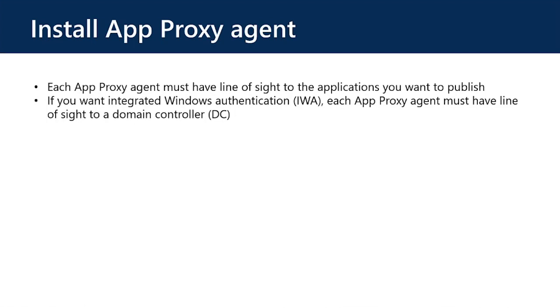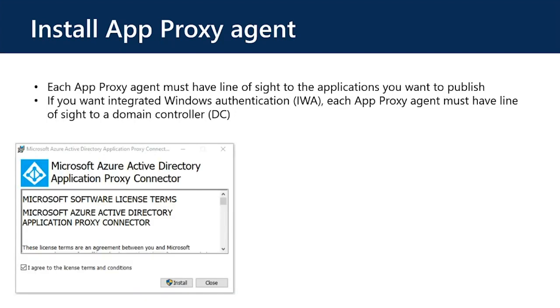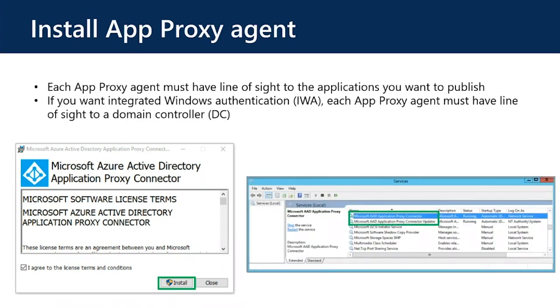And because of that, the app proxy needs line of sight to those applications. And secondly, if you want to do integrated Windows authentication, the app proxy must also have line of sight to a domain controller. So with those things in mind, installing the app proxy is easy enough. You put the agent on a Windows server and you go ahead and install. Now, one thing to note is you can have multiple app proxies. So if you want load balancing or high availability, you can install multiple app proxy agents.